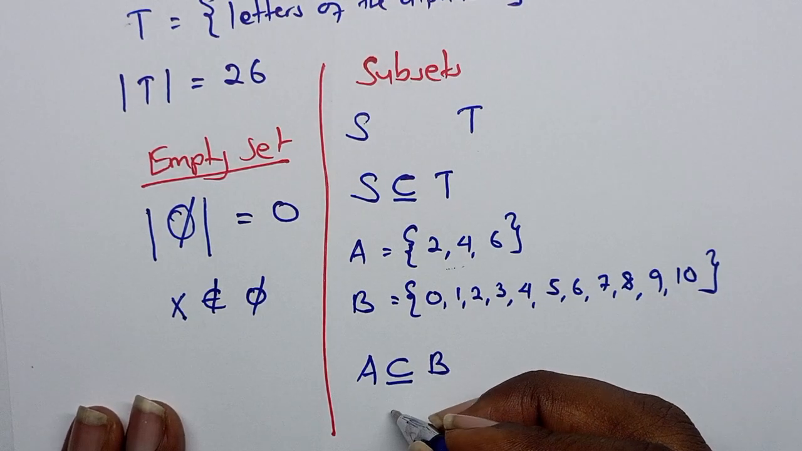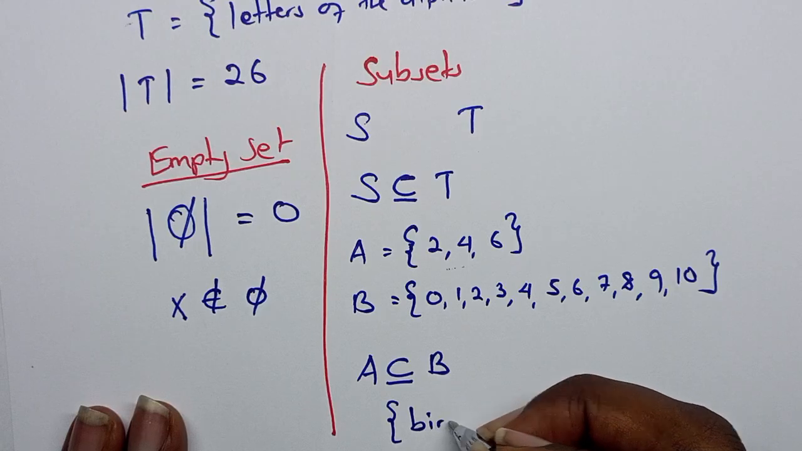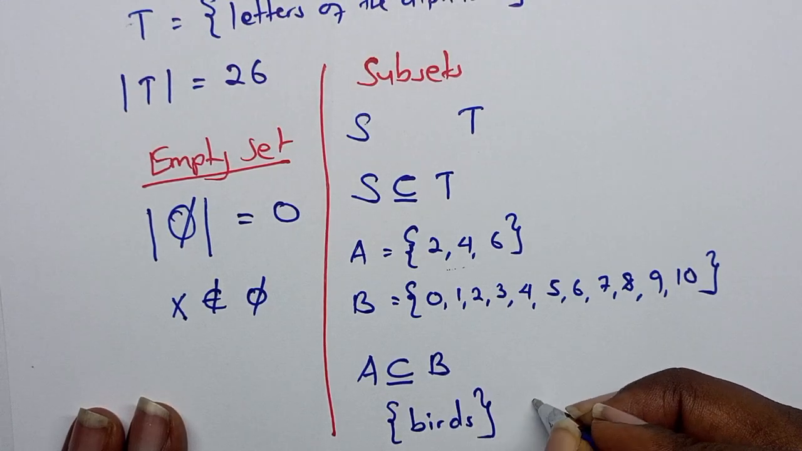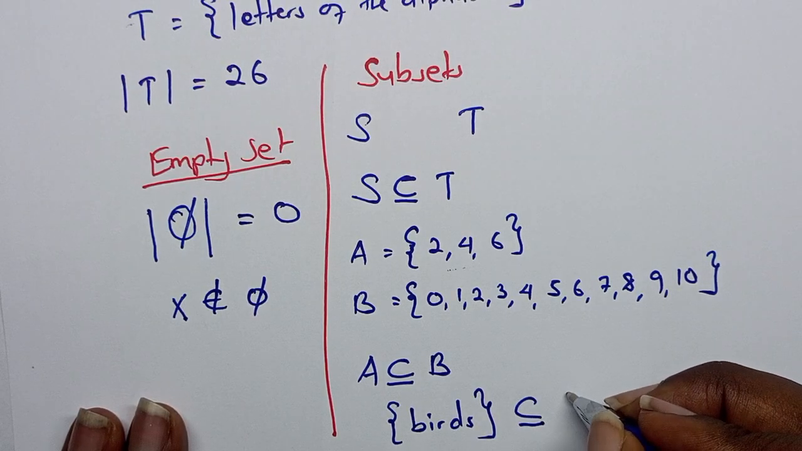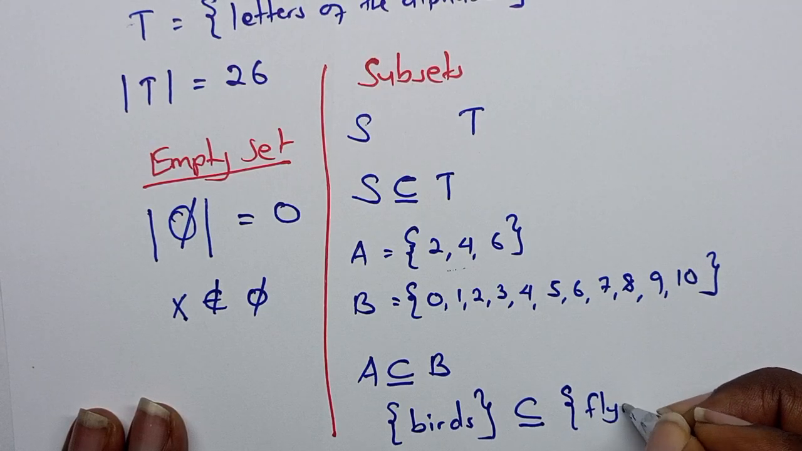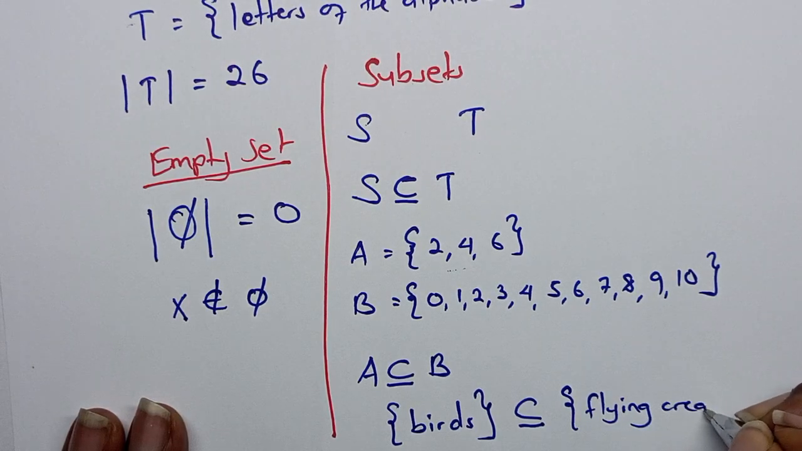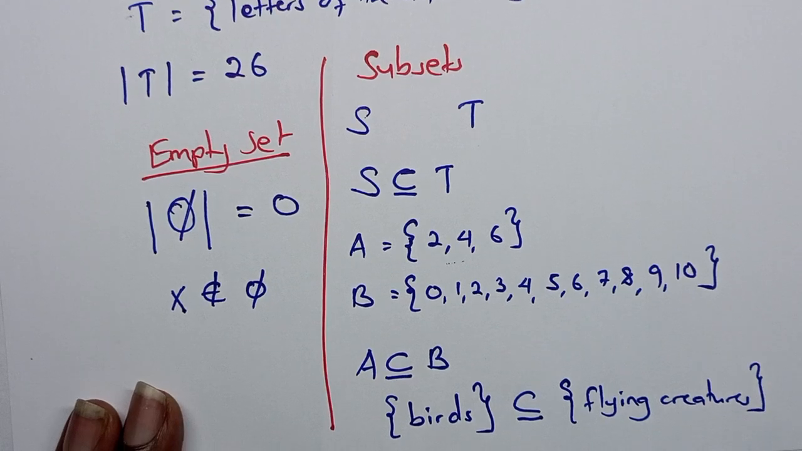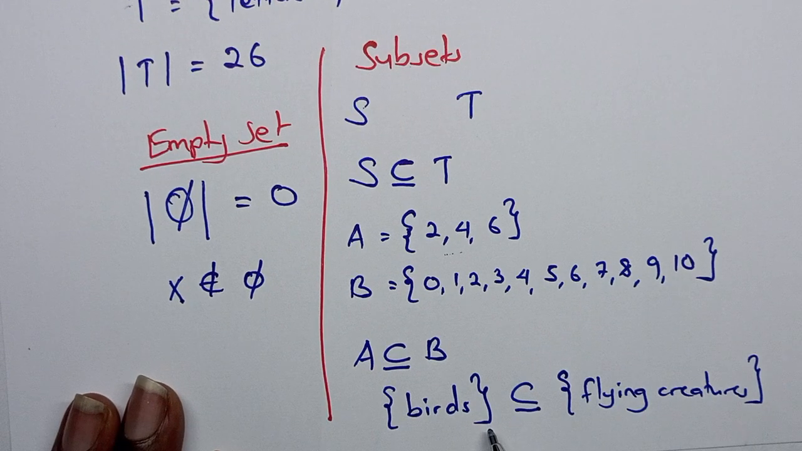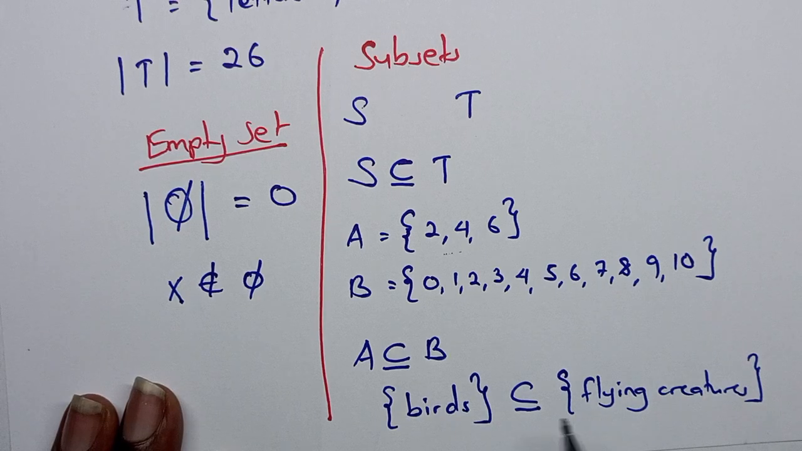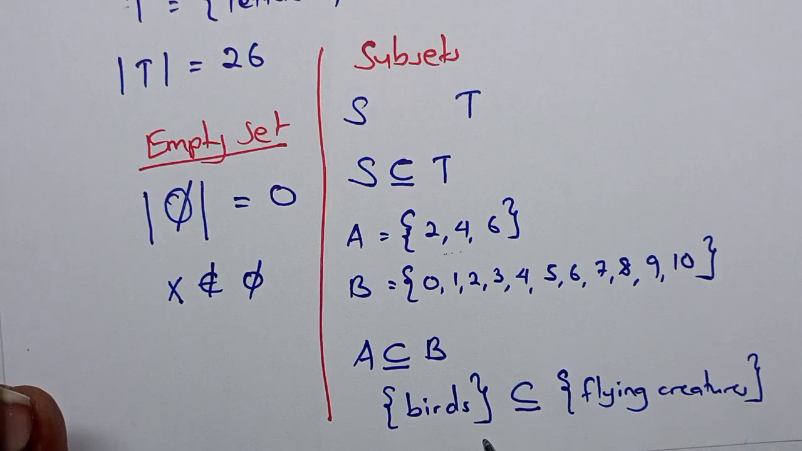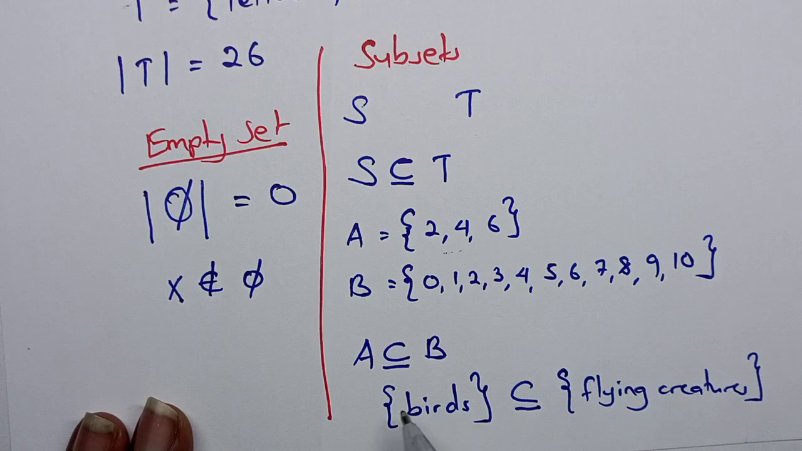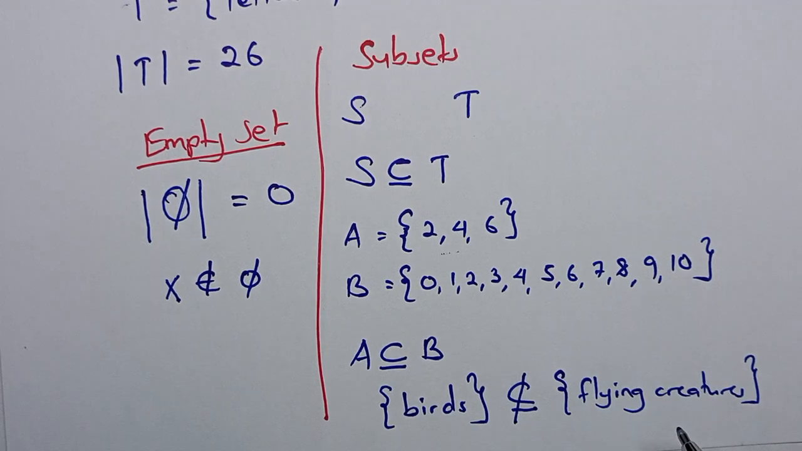For example, you cannot say a set of birds is a subset of flying creatures. Here it's like you're implying that all birds fly. So this is not true because, for example, we have an ostrich. An ostrich is a bird, but it cannot fly. Therefore, this set is not a subset, and that is how we represent not a subset of flying creatures.